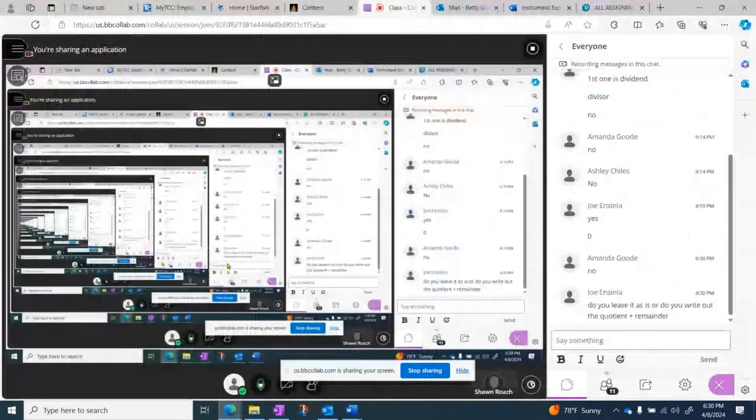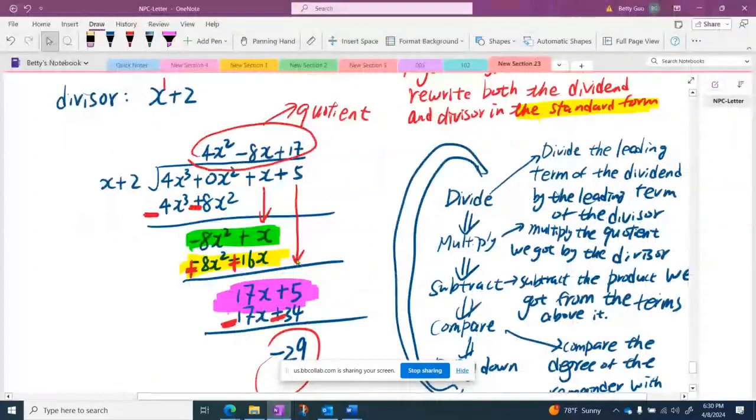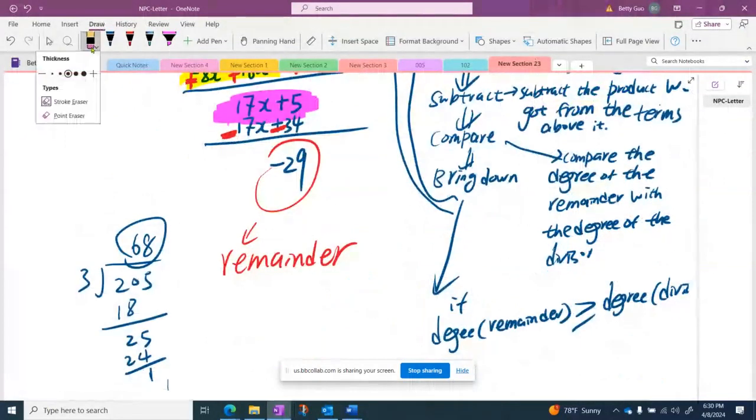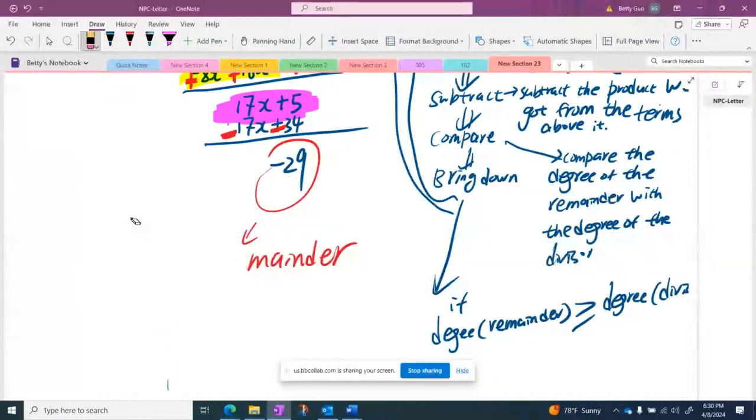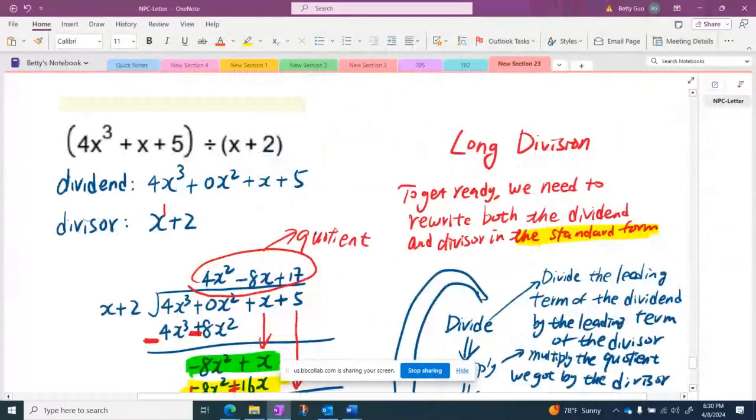Do you leave it as it is, or do you write out the quotient plus remainder? That's a very good question. It really depends on the problem. How would the problem want you to answer the question? I do not want to make it very complicated. Technically, we're supposed to write it this way. By the way, you don't have to, okay? Because this goes beyond what we need.